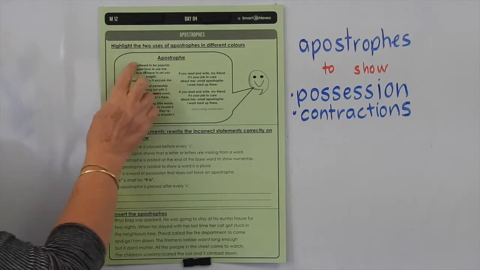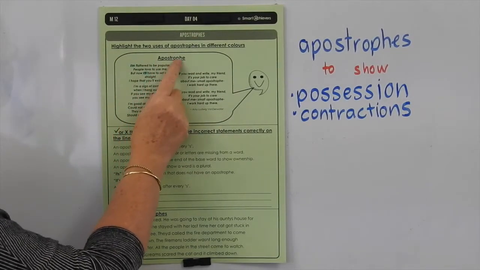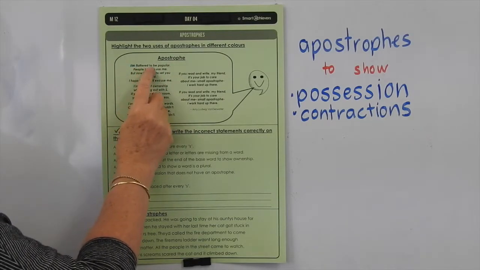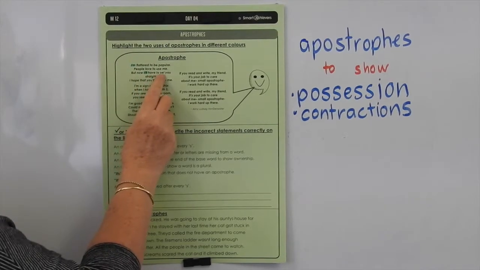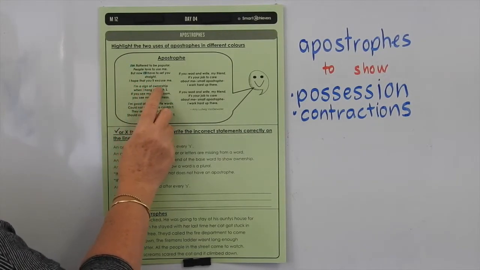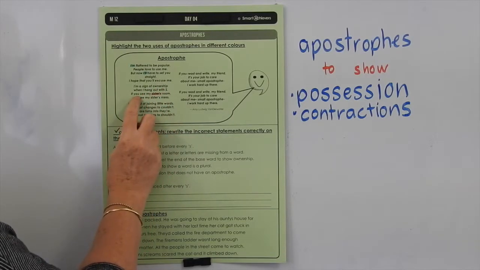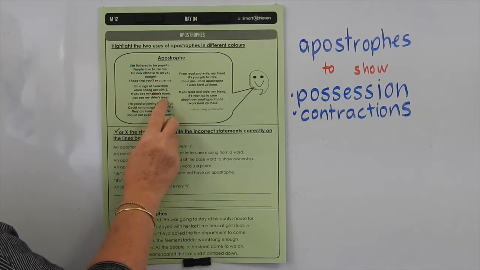Now, if you go back, let's read this rhyme together so then we can get started. It's called apostrophe. I'm flattered to be popular. People love to use me. But now I'll have to set you straight. I hope that you'll excuse me. I'm a sign of ownership when I hang out with S. If you see my sister's room, you see my sister's mess.